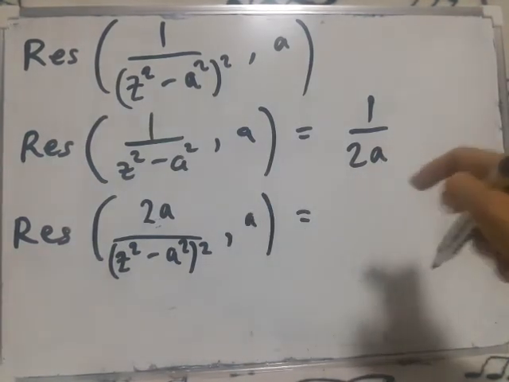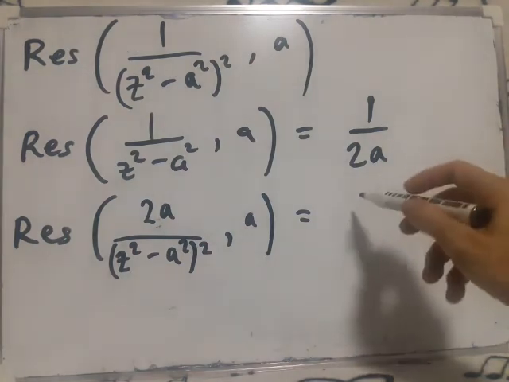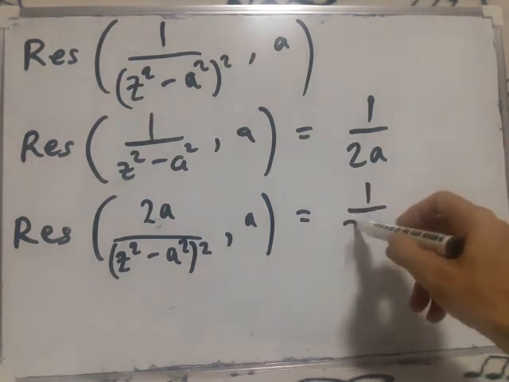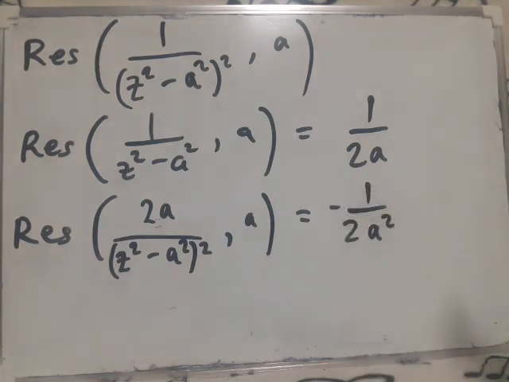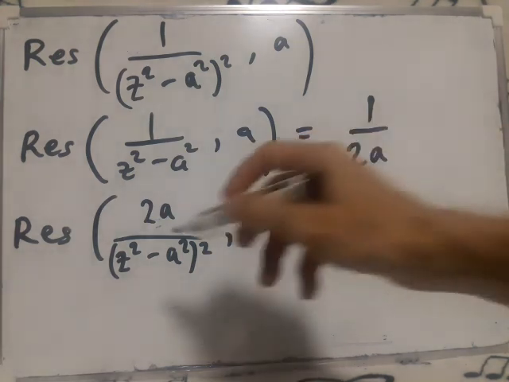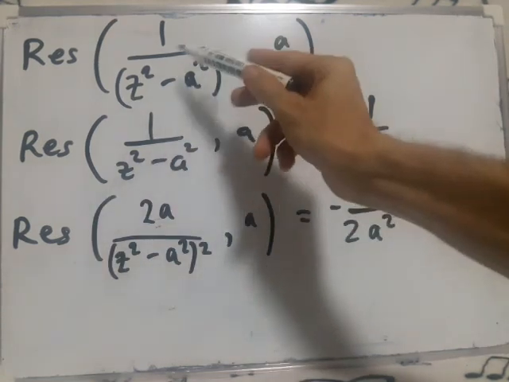And then we differentiate this. So differentiating this, we just get 1 over 2a squared with a minus sign. So we're almost there, because the residue function is a linear function, in the sense that if I've got the residue of a constant times the function, it is equal to that constant times the residue of the function. So we can take out this factor of 2a, and we get what we want.